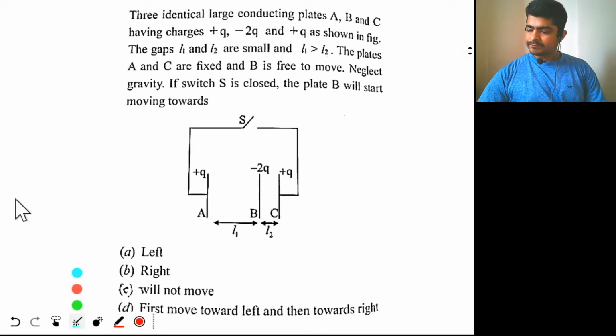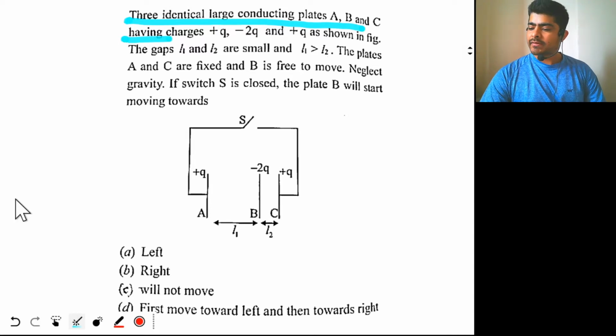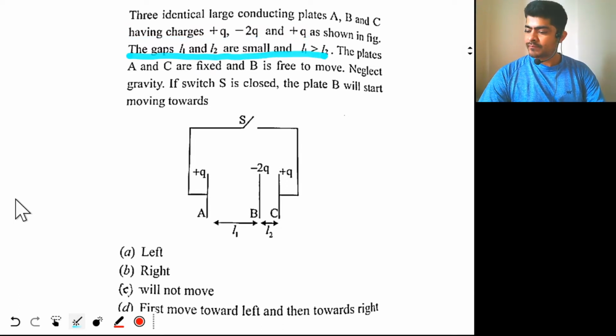Okay, we have a question. Three identical large conducting plates A, B and C having charges Q, minus 2Q and Q as shown in figure. The gaps L1 and L2 are small and L1 is greater than L2. The plates A and C are fixed and B is free to move. Neglect gravity. If switch S is closed, the plate B will start moving towards which direction?